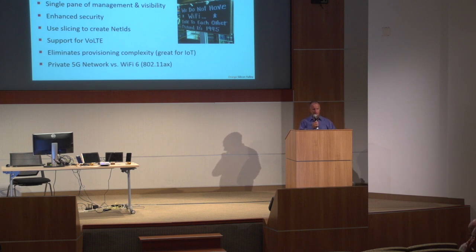And also you can use calendaring and scheduling. So if you want to use a particular slice for certain times of the day, for whatever reason, you can do that. Again, it provides a single pane of management and visibility, and has enhanced security as I mentioned before. You can use slicing to create network IDs. So if you're missing your network IDs on a Wi-Fi network, you can use the same concept of slicing if you like. But again, it provides one single management point. It can provide support for voice over LTE, and it also eliminates the provisioning complexity that comes with Wi-Fi, and that's a really great alternative for IoT.